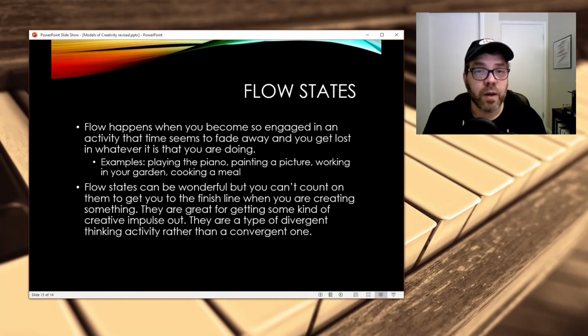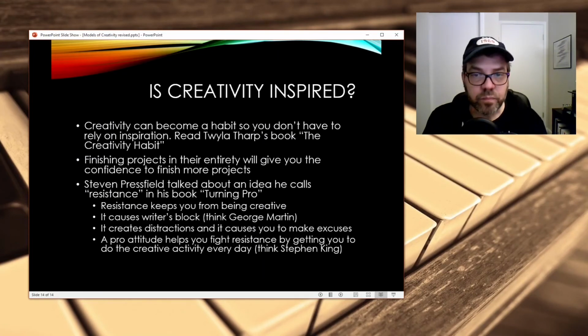Sometimes when I work in the yard, time will fly by and I don't even notice it because I enjoy doing that. I know my mom really likes cooking. For her, maybe cooking could become a flow state. So flow states can be wonderful, but I don't think you can necessarily count on them to get you to the finish line when you're creating something. They're great for getting that creative urge out, that impulse out, but they're definitely a type of divergent thinking rather than a convergent one.